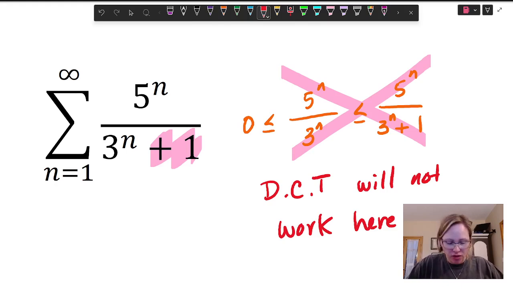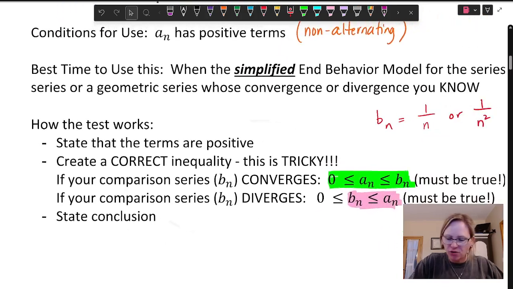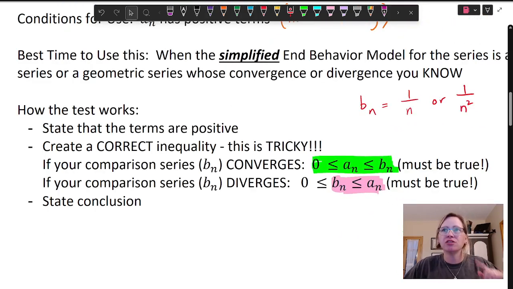But for now, you can try that direct comparison test and make sure you are paying close attention to those inequalities, so that you are picking a true inequality that supports your claim and allows you to make a correct conclusion. So practice, you've got this.